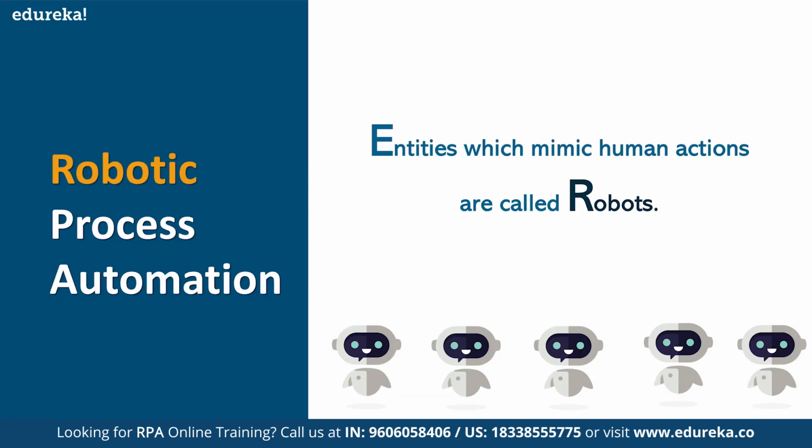Now we divide it into the three different words: robotic, process, automation. What is robotic? Who is the robot? The entity which mimics human action is called a robot. The entity is referred to here as software. As we are automating things in the software industry, your robot is a software. Why do we call it software? Because we are automating the processes that we have in the IT industry. IT refers to information technology, and it is a software industry.